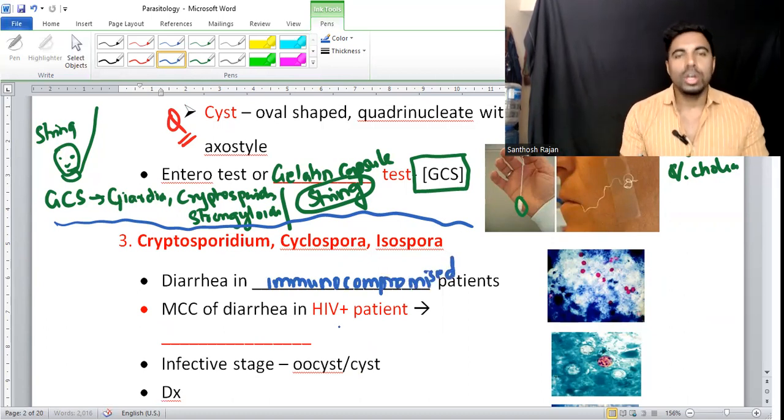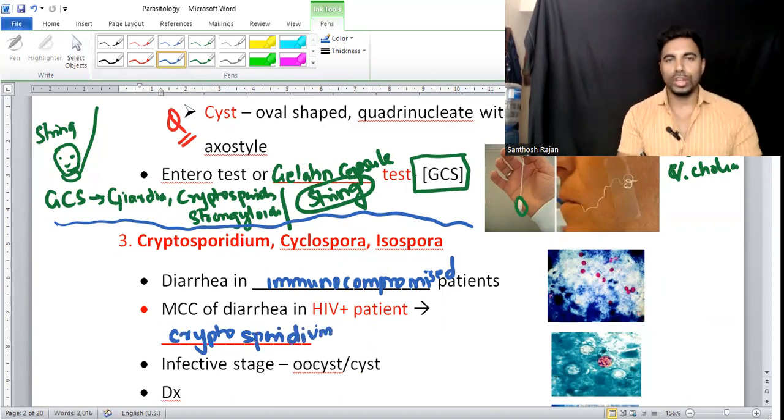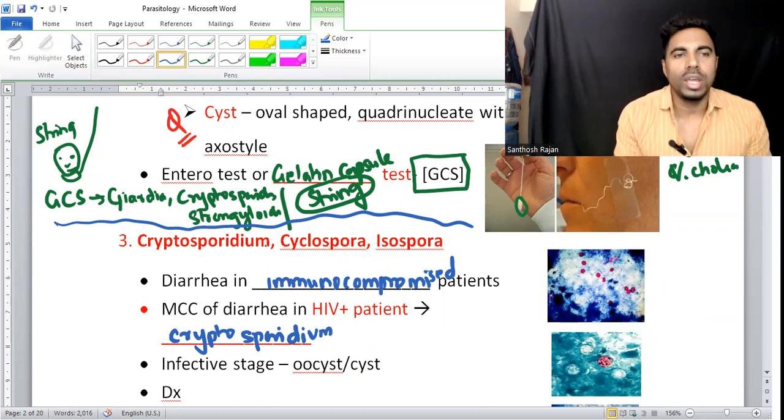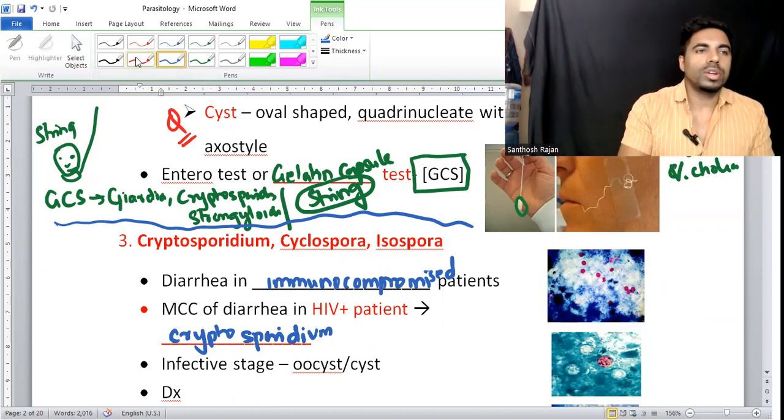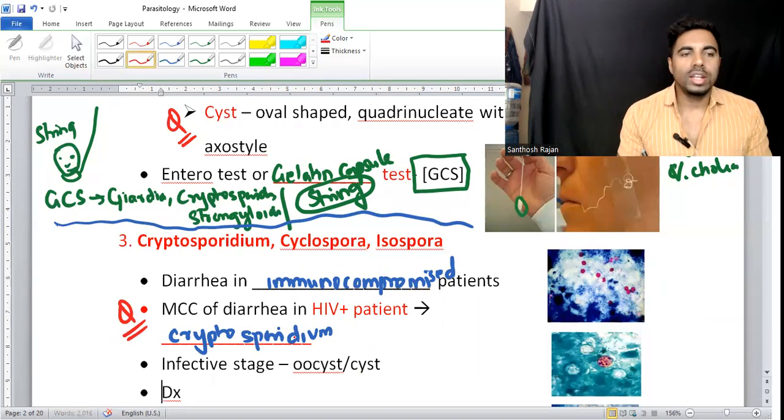That means the most common cause of diarrhea in an HIV patient, if they ask, is usually Cryptosporidium. Don't forget, Cryptosporidium is most common, followed by Cyclospora. It's very important because this question will be asked frequently, HIV patient.